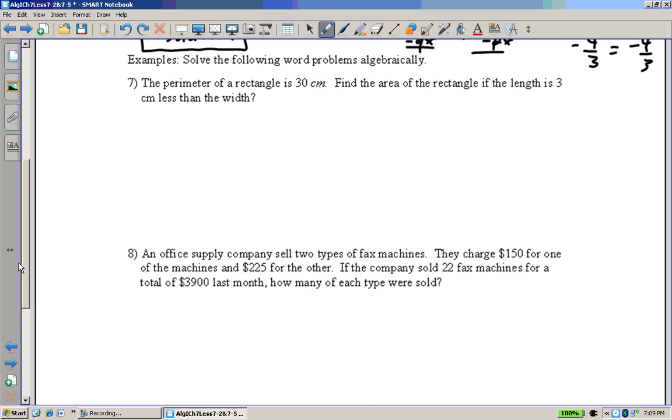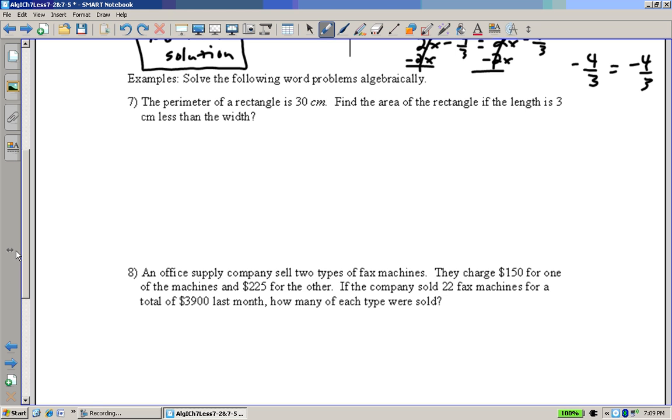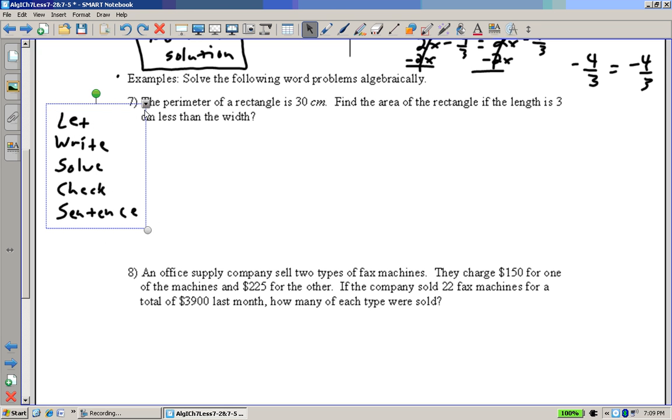Let's do some word problems and get a little bit of context on these. The perimeter of a rectangle is 30 centimeters. Find the area of the rectangle if the length is 3 centimeters less than the width. Well, with my students, I like to do a 5-step process. Let, write, solve, check, and sentence. So we're going to do that 5-step process for both of these.